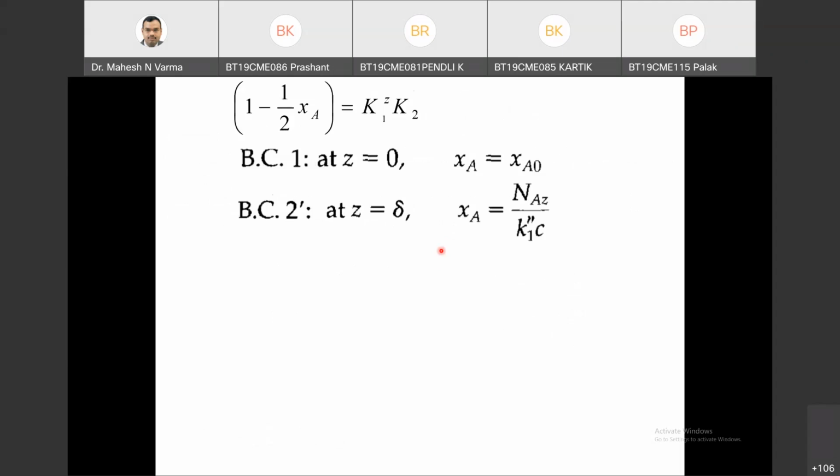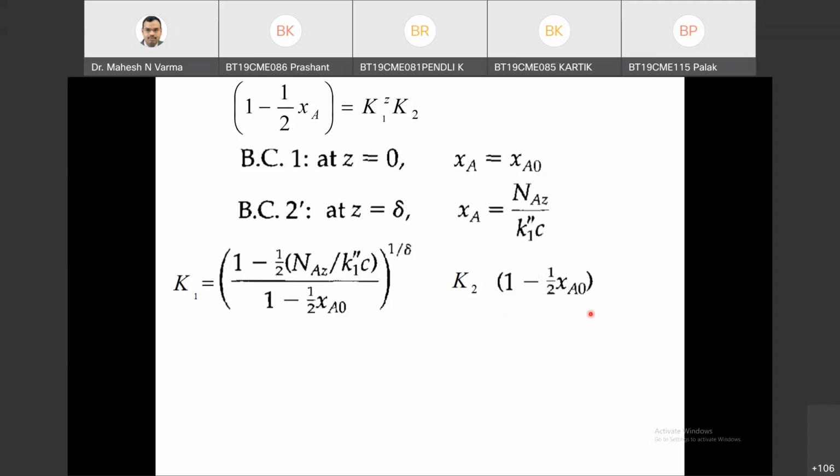Yes. So substituting this boundary condition, K2 will be equal to 1 minus X_A0 by 2, and K1 will be equal to 1 minus half N_Az divided by K1 double dash C, whole raised to 1 upon delta. Now substitute this K1 and K2 here and get the concentration profile.